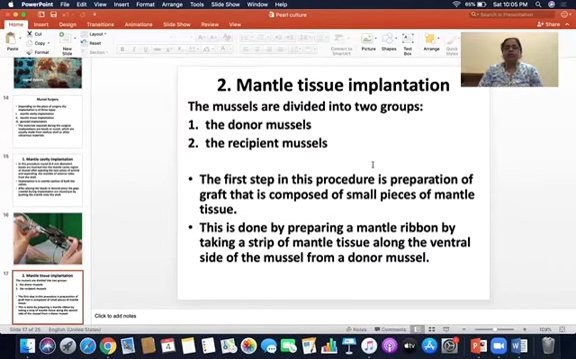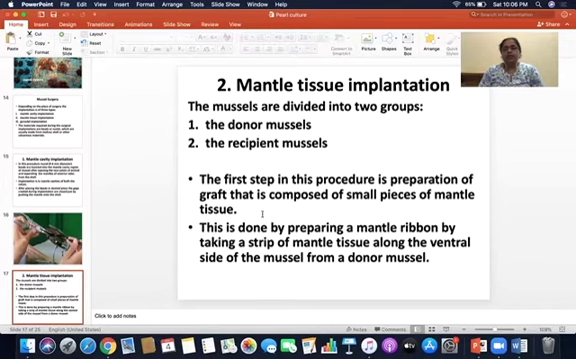The second method is mantle tissue implantation. In this method, the collected mollusks are first divided into 2 groups. The first group is known as the donor muscles. The second is known as the recipient muscle. The donor muscle donates the graft that is going to be implanted, and the recipients are those muscles which will receive the grafts from the donor muscle.